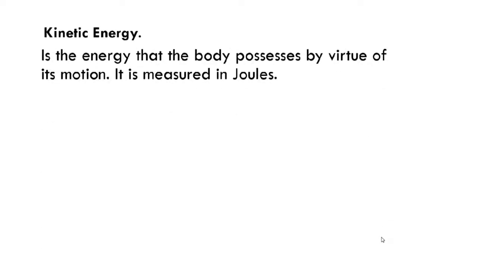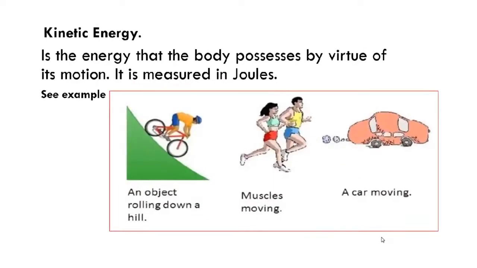Then another form of energy that we are going to look at is kinetic energy. Kinetic energy is the energy that the body possesses by virtue of its motion. When you're talking of motion, there is movement which is taking place. And kinetic energy is measured in joules. I have a few examples of kinetic energy. An object rolling down a hill is moving. It's no longer just standing, it's now moving, so it's possessing kinetic energy.